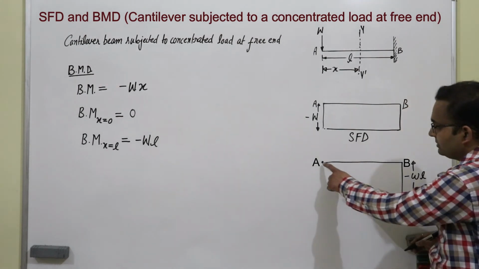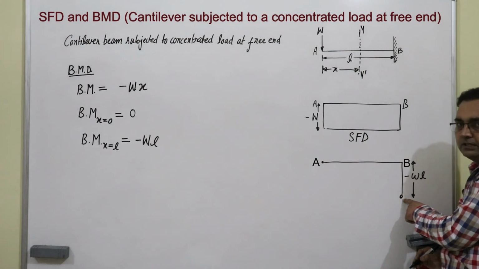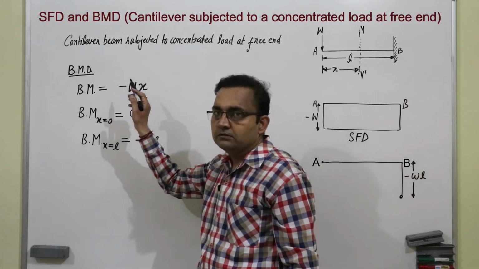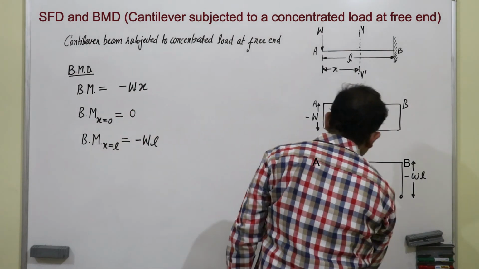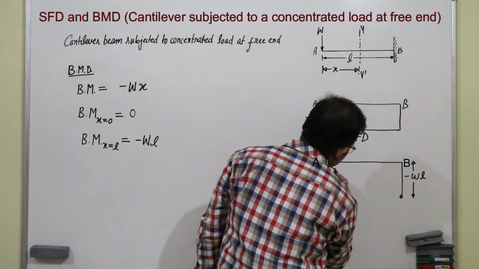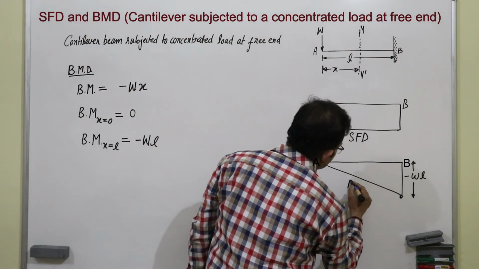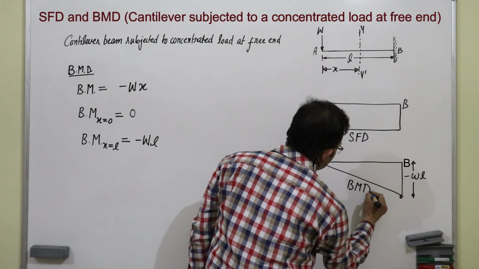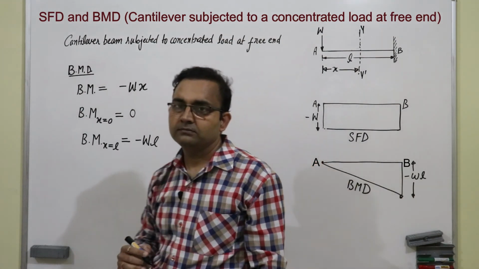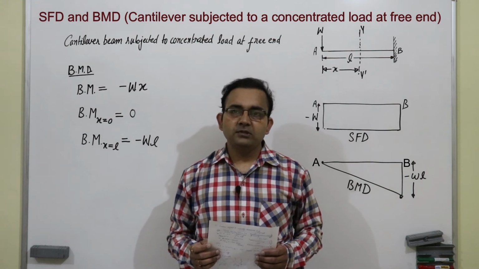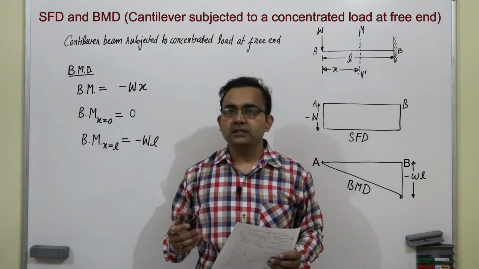So, we know at this point it is 0, at this point it is minus WL, and we know it is a linear equation. So, this is a linear equation, we will get a straight line. This is the bending moment diagram. Is it clear? So, this was the case for the cantilever beam subjected to point load at the free end.